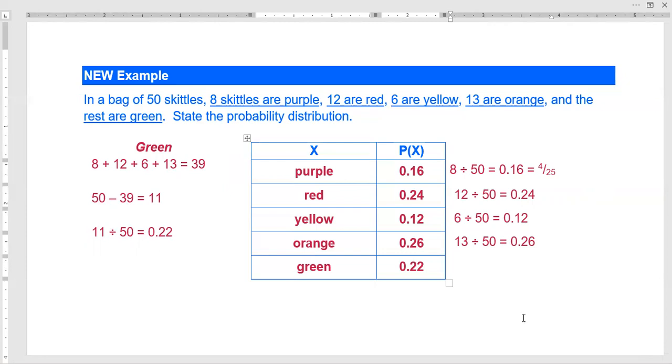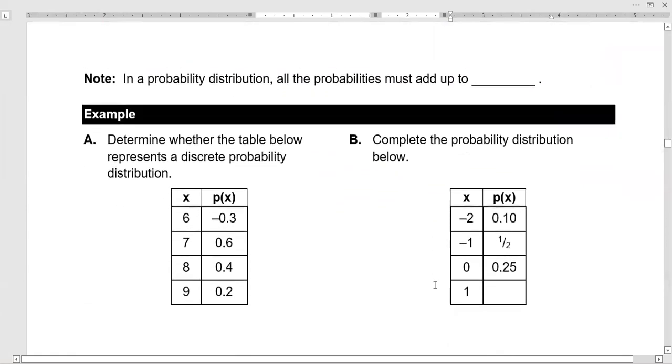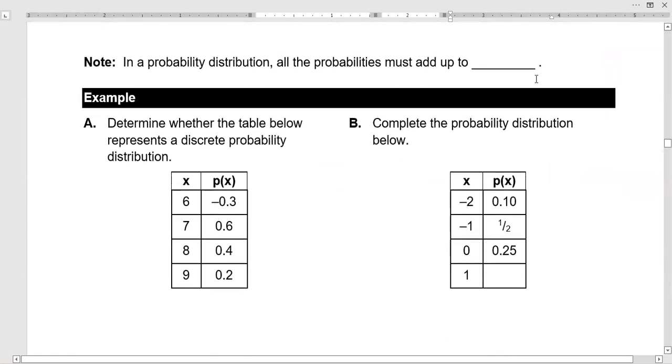Now, before we leave this new example, I also wanted to point out if you wanted to check, remember that if we're thinking in terms of percentages, these all need to add up to be 100%. So if we wanted to use this to check, all of these probabilities are going to have to add up to be 1. So let's do 0.16 plus 0.24 plus 0.12 plus 0.26 plus 0.22. Awesome. We end up getting 1 in the end. So when you have a probability distribution, the total of the probabilities should be 1. And that's where we're going to pick back up in our notes. So in a probability distribution, all the probabilities must add up to be 1.